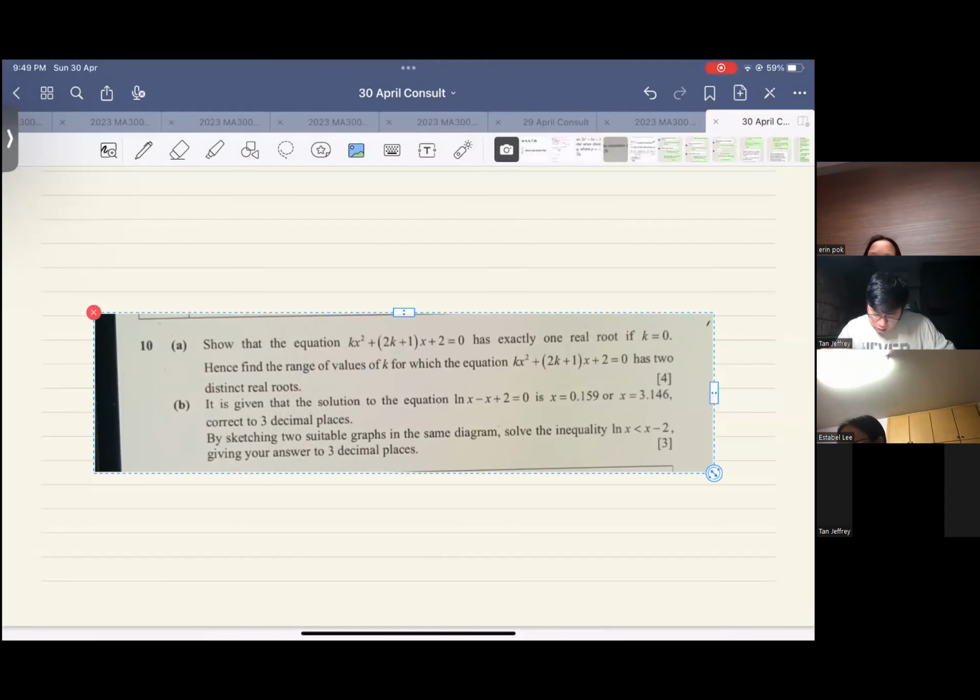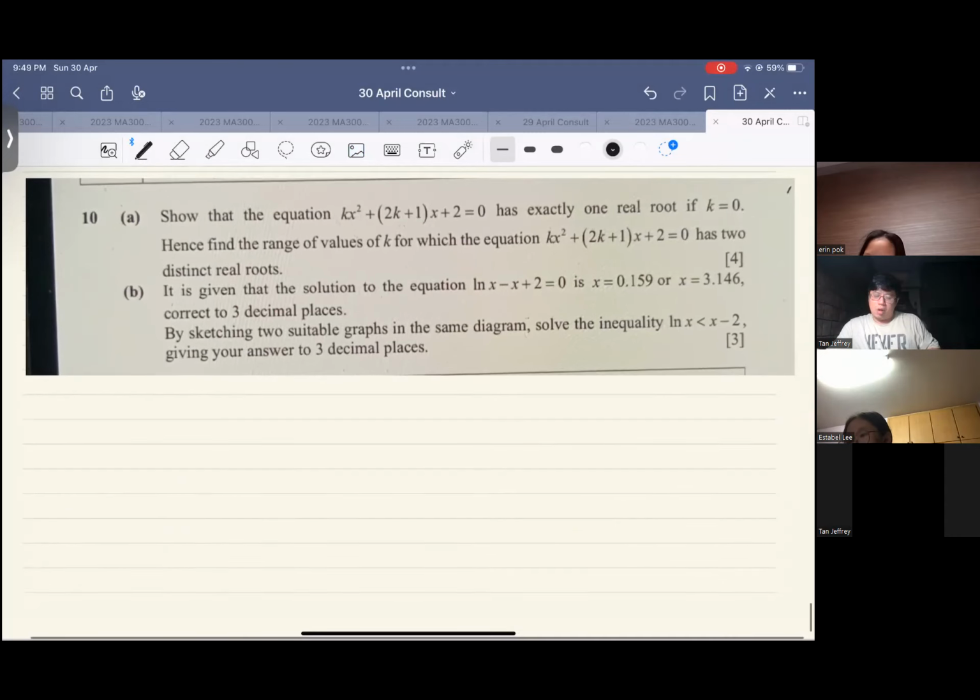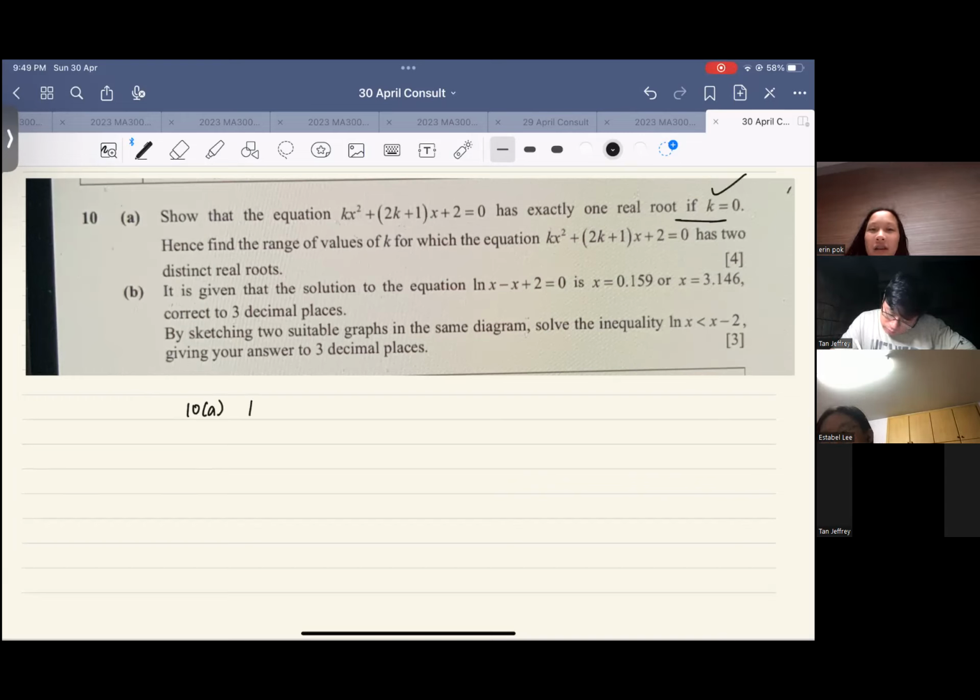Okay, let's see. For 10a, if you substitute k equals to 0, you actually don't even get a quadratic equation. There's no k in the discriminant. You won't be using the discriminant because you don't even have a quadratic. You're left with x plus 2 equals 0, then x equals negative 2. That's the root, the only root. x equals negative 2 is the only solution.